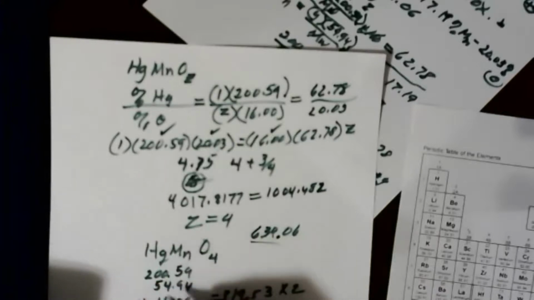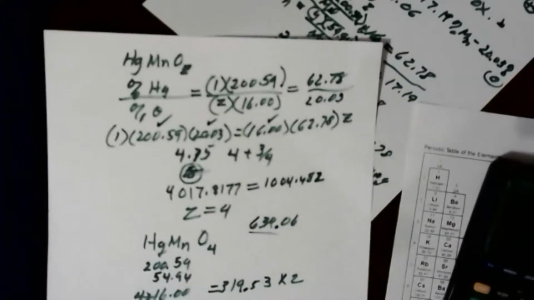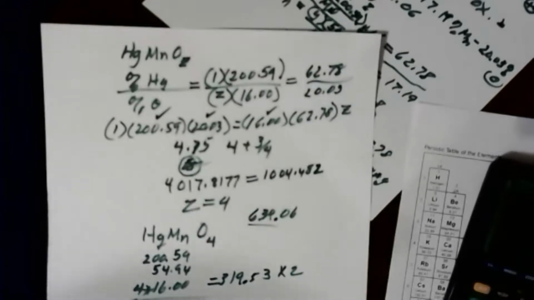So that means that the correct formula is Hg2Mn2O8. And the correct answer then is going to be Hg2MnO4 2. So that's the correct formula for that compound.